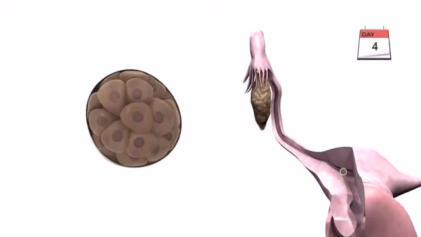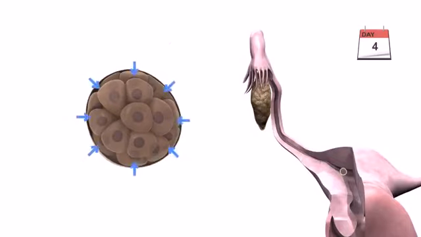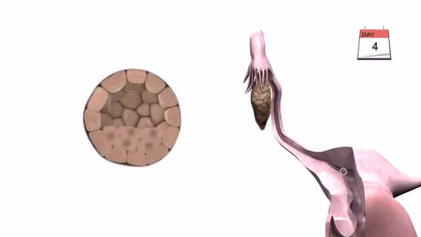At this point, around the 32-cell stage, a fluid known as uterine milk starts to penetrate the zona pellucida to nourish the blastomeres. The blastomeres continue to divide, and as more uterine milk enters the morula, they develop a central fluid-filled cavity known as the blastocyst cavity or blastocele. Around day 5, after the development of the blastocyst cavity, the developing embryo is known as a blastocyst.